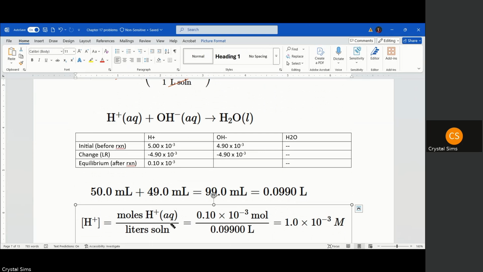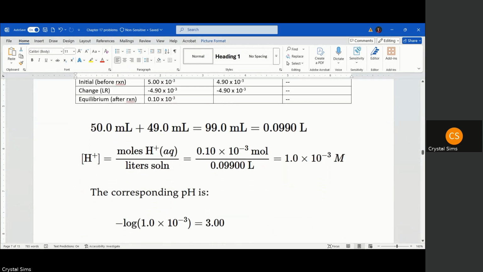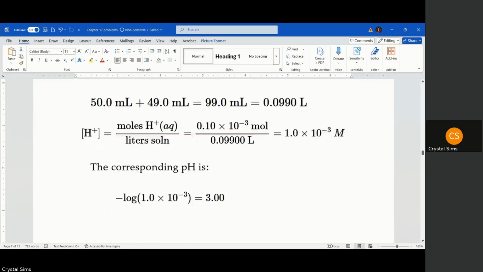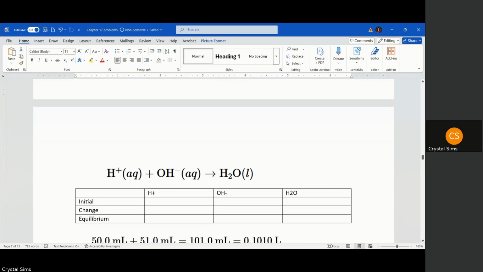To find the pH of that, we take the negative log, and our pH is 3.00. So right before the equivalence point, our pH is 3.00. Now we need to do the same thing for part B here, where we have added 51 milliliters. So we're going to essentially have the same setup.